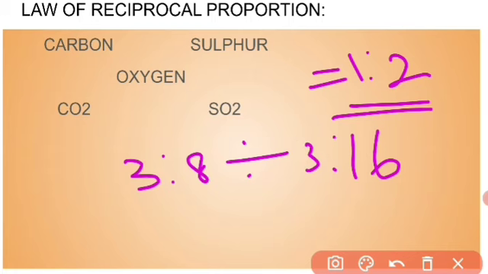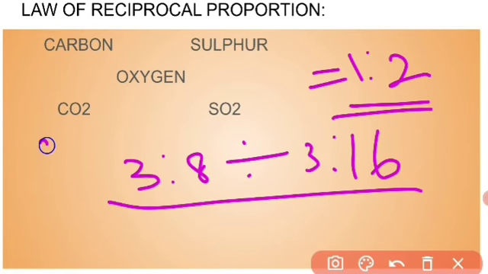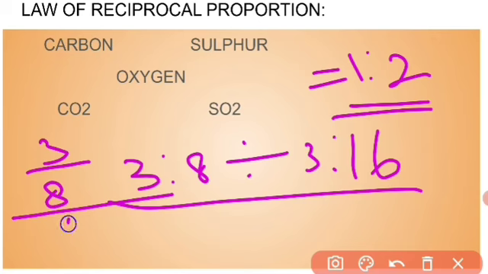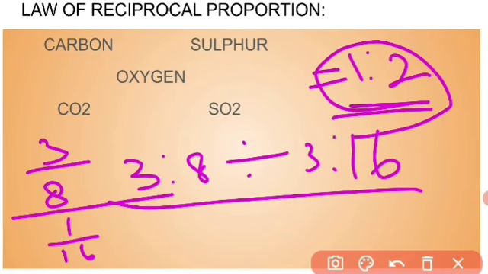Okay, if you didn't understand this, we will go with another example. So you know how to solve this. We already know 3/8 whole divided by 3/16. You can just solve it. You will get the answer 1:2.